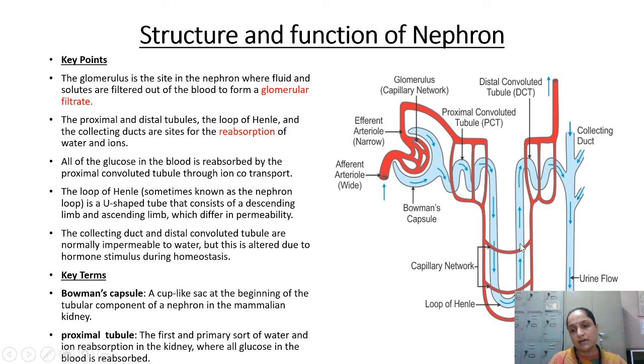Then here is the ascending limb of this convoluted tubule, and now it will lead to the DCT, distal convoluted tubule. This diagram you have to draw in your notebook also. Then this distal convoluted tubule is going to open into the collecting duct. Now here is the structure of the nephron which is present inside the kidney.